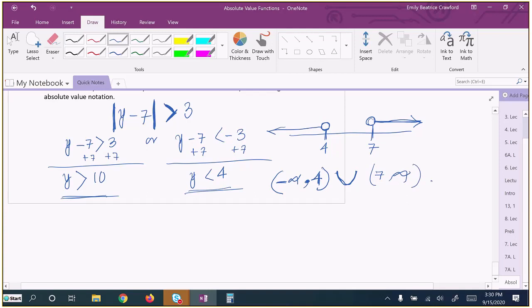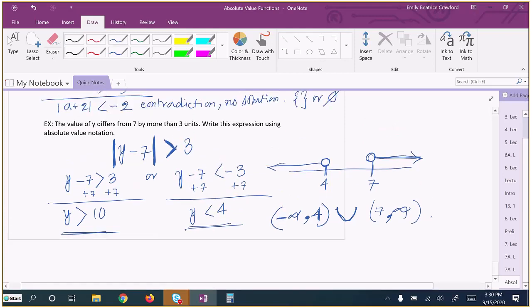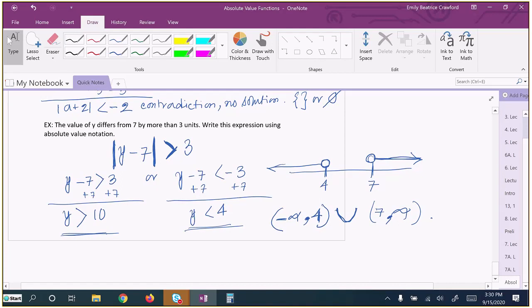Any real number between negative infinity and 4, exclusive, so don't take 4, or any real number between 10 and infinity, again exclusive, don't take 10, can be a solution, can be a possible value for y, so that the difference between y and 7 is more than 3.